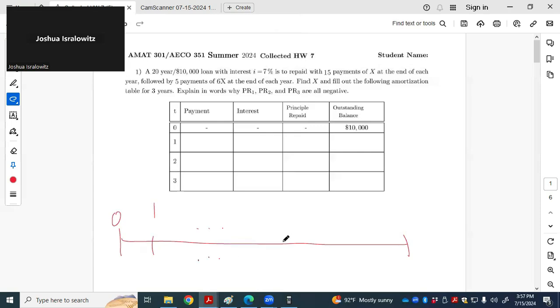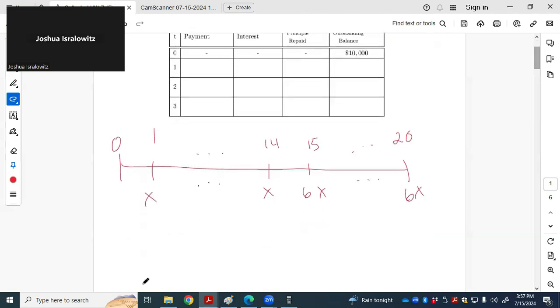So 15 payments of X followed by five payments of 6X for a total of 20 years. Sorry, 6X, I think that's what I said. Okay, as we've done many times, it's a $10,000 loan.